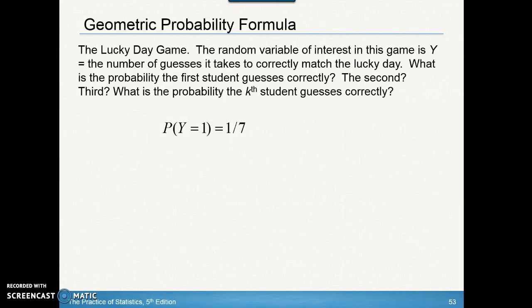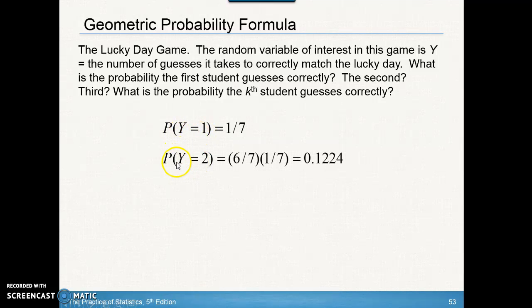What is the probability that the first student is going to guess correctly? Well, we have 7 days of the week and they're only matching 1 day, so it's like having a piece of paper with the 7 days written down. What's the probability that the first student guesses correctly? They only have a 1 chance out of 7. So y equals 1 is saying that the success is going to occur on that first trial.